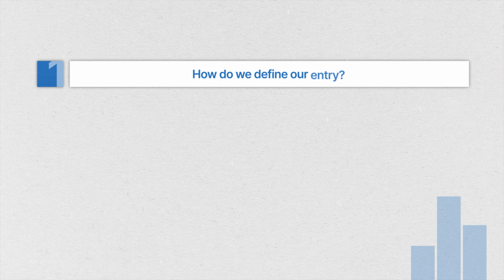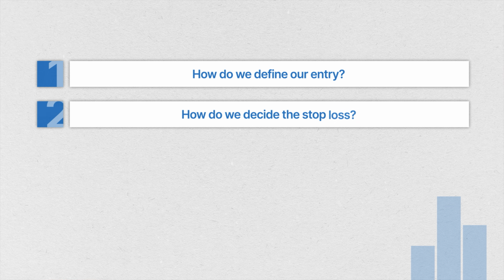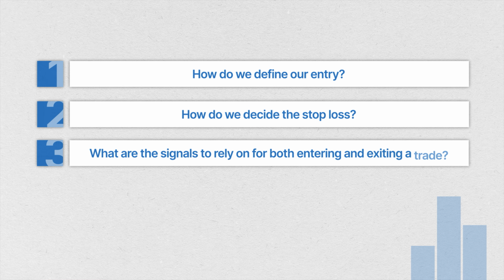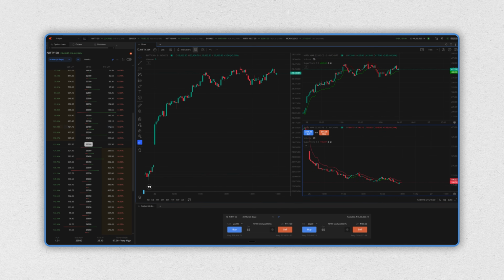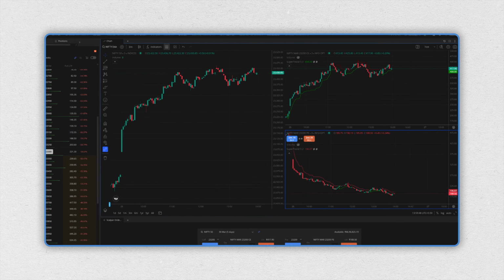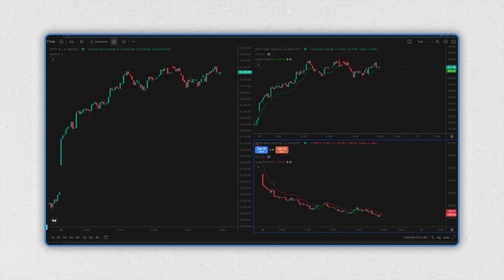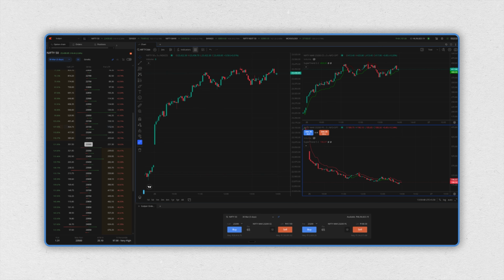So that brings us to the practical side of the discussion. How do we define our entry, and how do we decide the stop loss, and what are the signals we want to rely on for both entering and exiting a trade? First things first, make sure your screen setup is ready. You should have the Nifty spot chart open as your reference chart with all the indicators we discussed earlier visible on it. Alongside that, keep the in-the-money call and put options handy on a watch list.